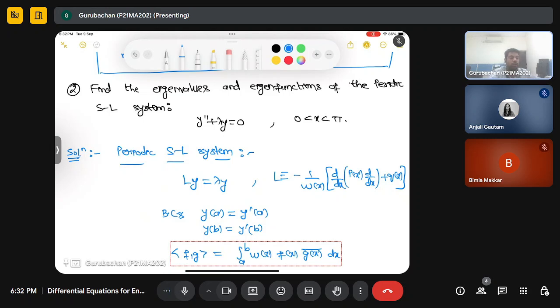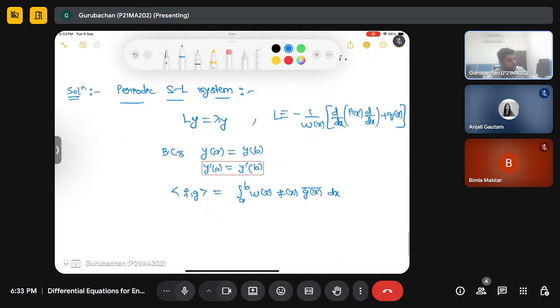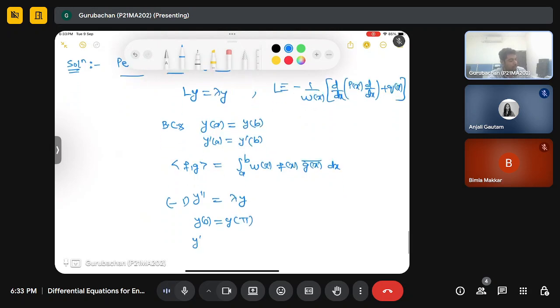So from here you obviously got to know that there is some typo. The typo is: y(a) should be y(b) and y'(a) should be y'(b). So this is your periodic SL system. Your given system will transform to y double dash minus 1 is equal to lambda y, and y(0) is y(pi) and y'(0) is y'(pi).